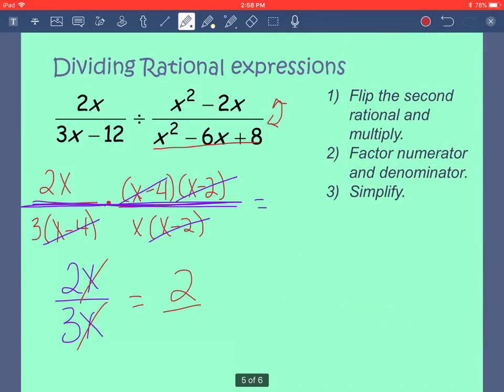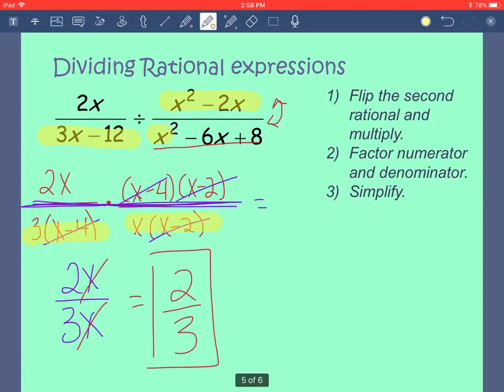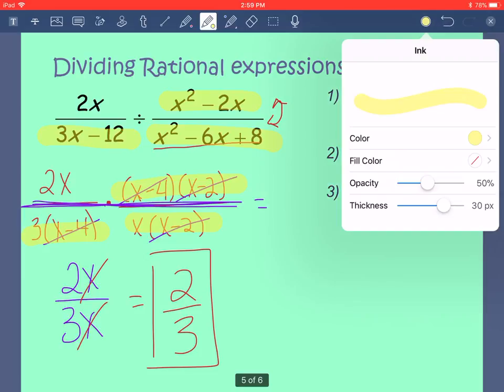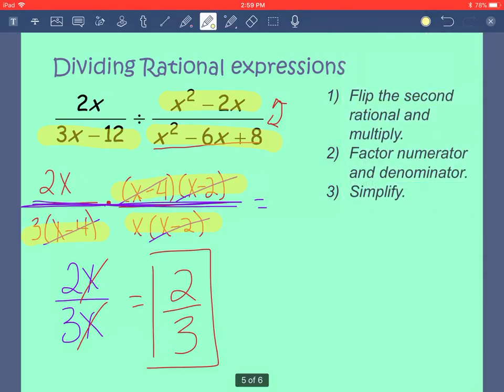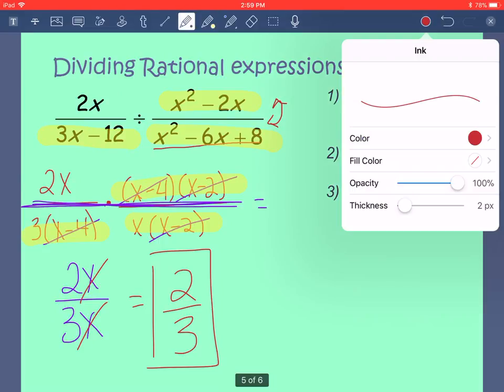And I get 2/3. So 2/3 is my simplified rational. I still need to talk about my excluded values. And when I'm doing my excluded values for division, I'm going to look in every single numerator and denominator except for the first numerator. So I'm looking here, here, and here. Okay, so I'm going to be setting each one of those factors equal to 0 and solving to get the excluded values.